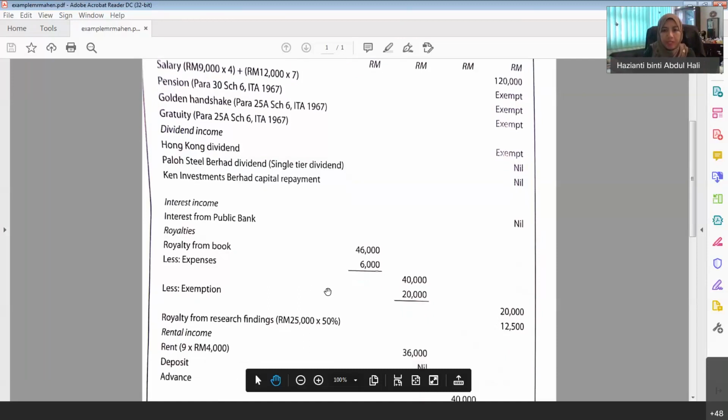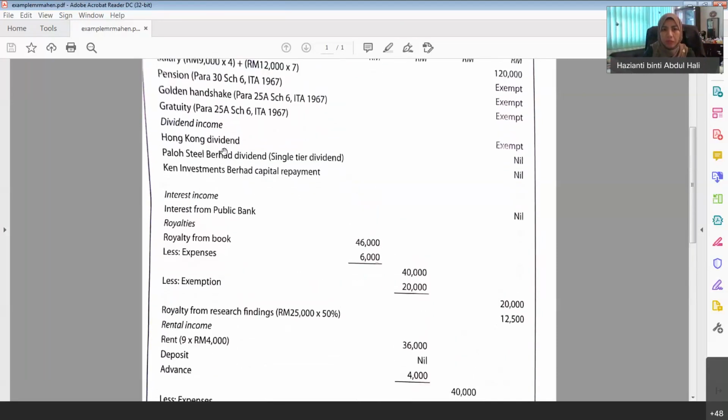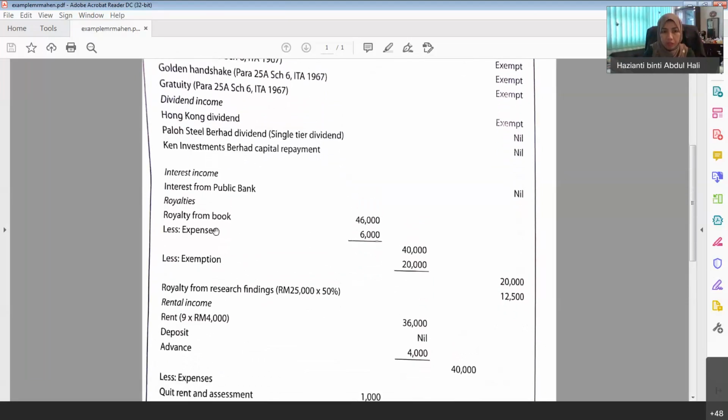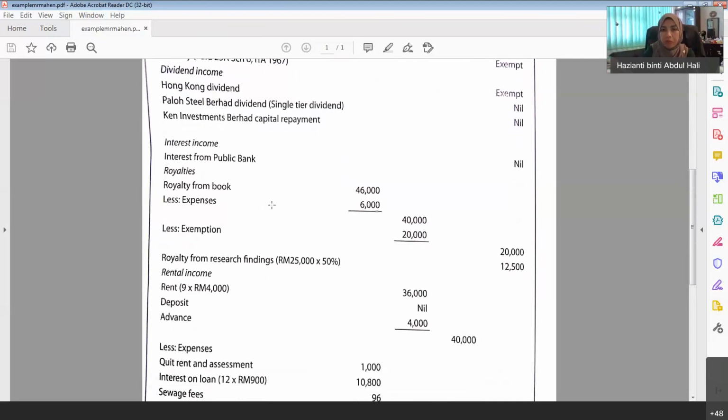Okay. Next, let's move on to rental income. Alright, so far okay? Any question for employment income, dividend, interest and also royalty? Very clear, because royalty here is just books. So for books we directly deduct the 20,000 exemption only. Okay. He doesn't have translation work, it is just books.